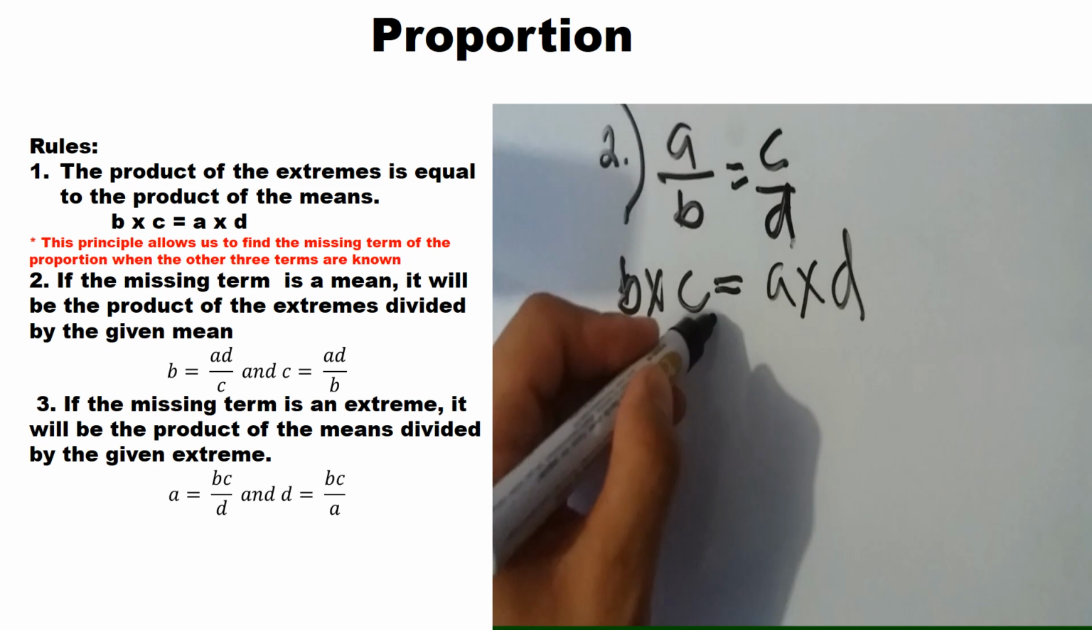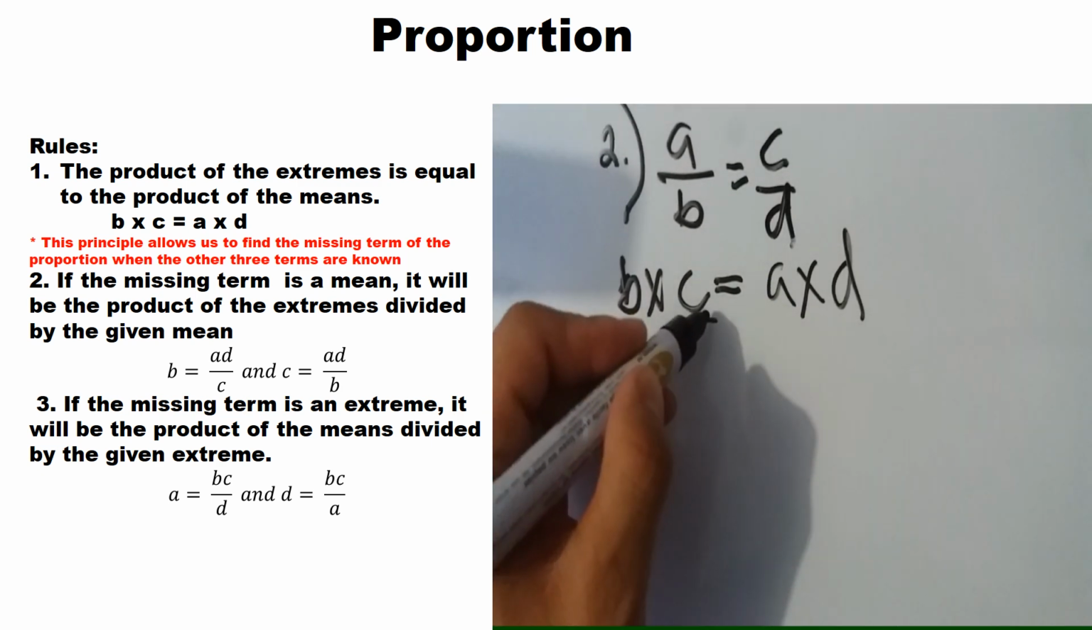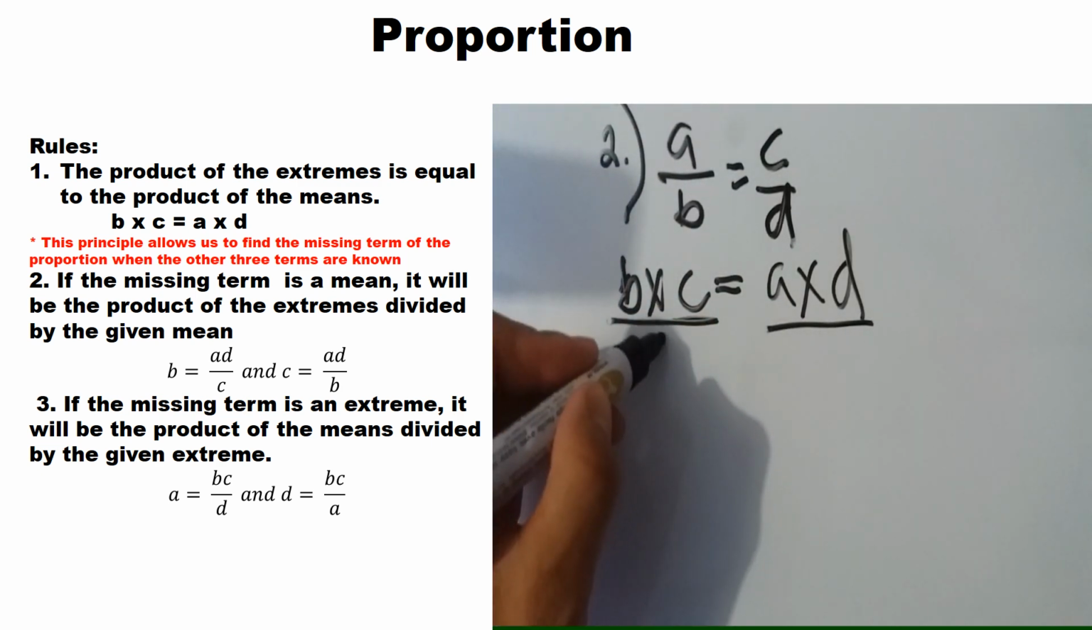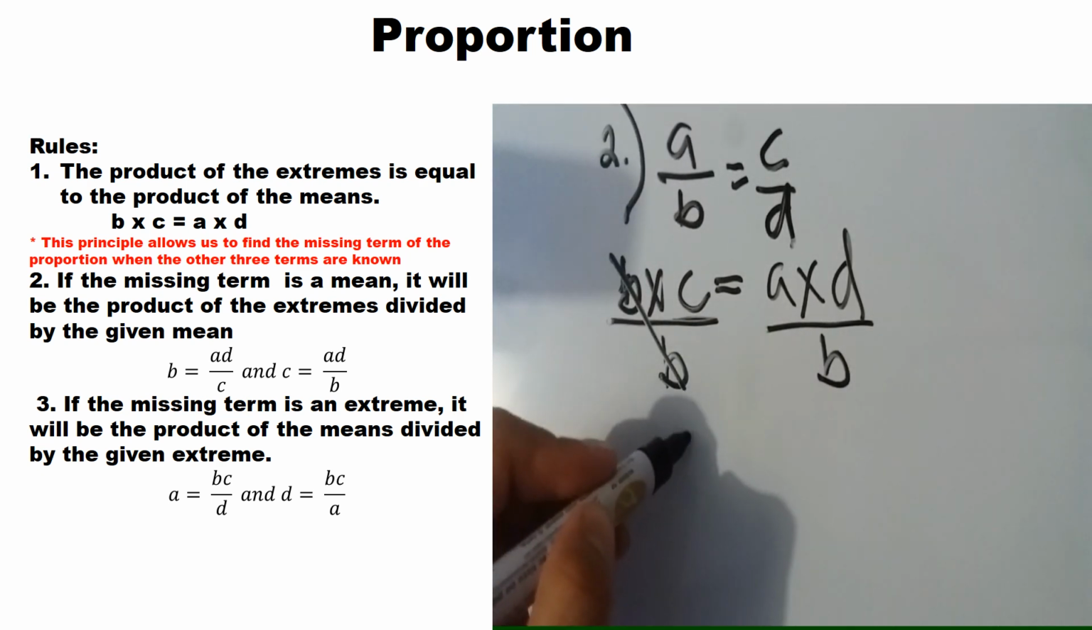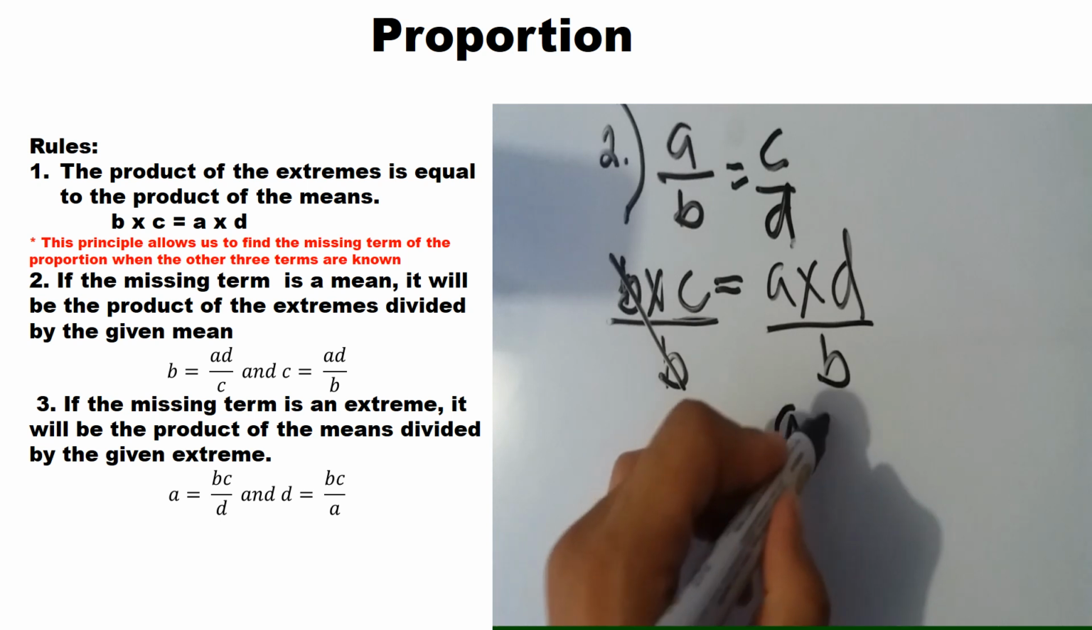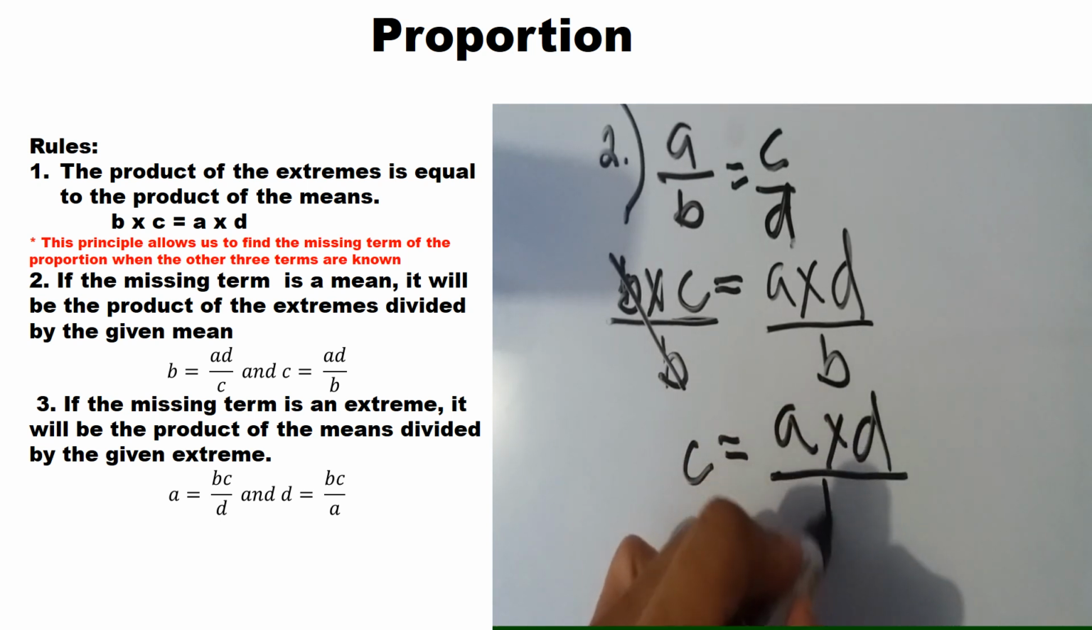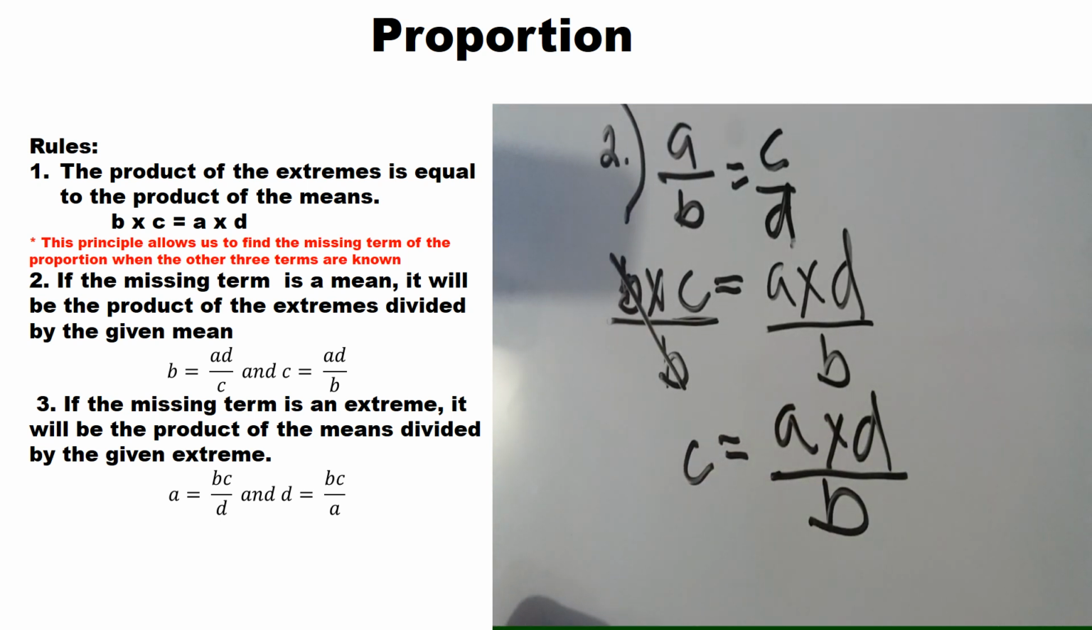What about if letter C is missing? If C is missing, you have to divide both sides by the given mean, which is B, and then cancel this side. It will now look like this: A times D divided by B. So those are for if one of the means is missing, and the other mean is given.